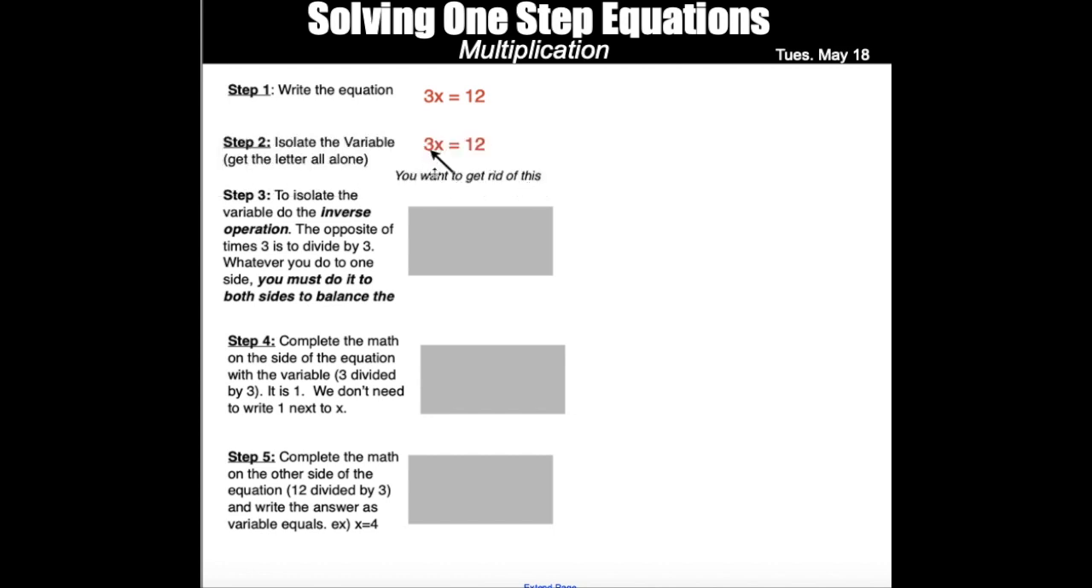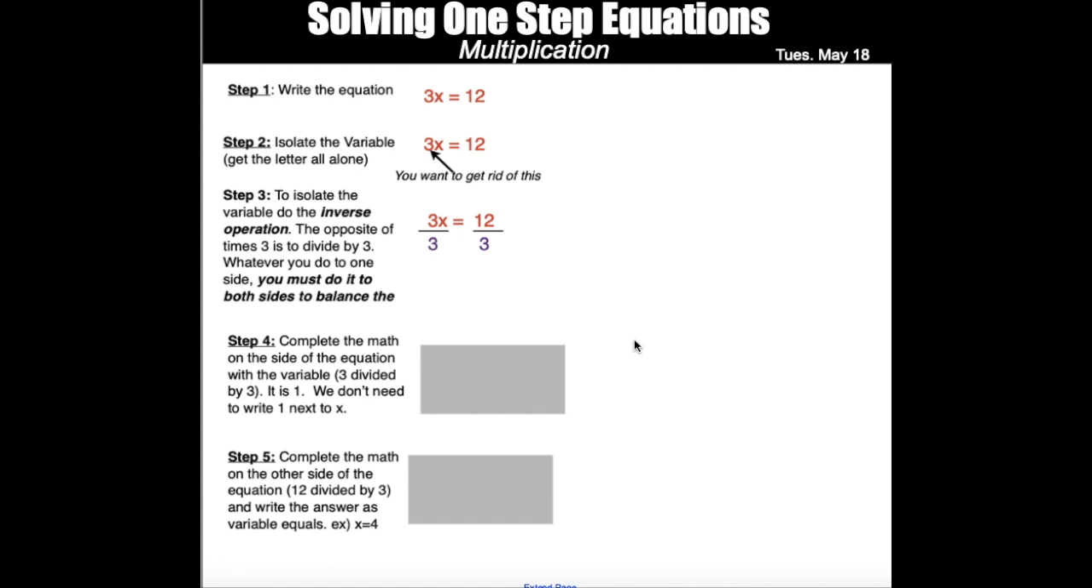That means we want to get rid of this. We need to get rid of this 3. To get rid of the 3 and isolate the variable, to get it all alone, we need to do the inverse operation. The opposite of multiplying by 3 is to divide by 3. We have to remember whatever we do to one side, we must do to the other side so that we've balanced the equation. So the opposite is to divide by 3, so I'm going to use the algebraic way and I'm going to draw it like a fraction. So 3x divided by 3 equals 12 divided by 3.